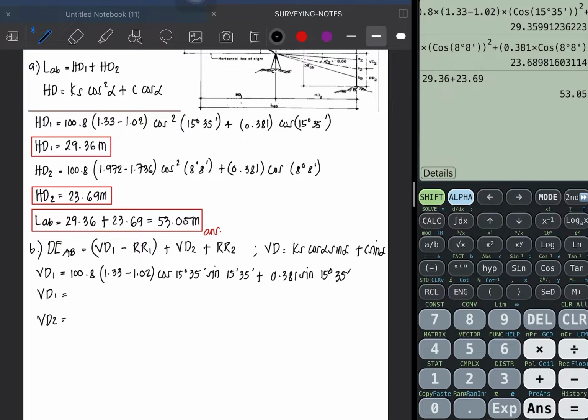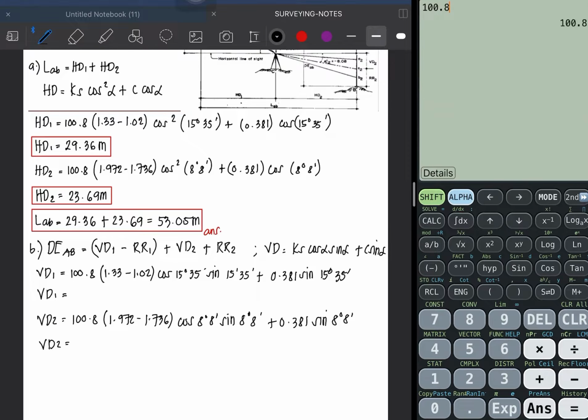So you have VD1. And then for VD2, that is 100.8 times 1.972 minus 1.736, and then cosine of 8 degrees 8 minutes, sine of 8 degrees 8 minutes, then plus 0.381 sine of 8 degrees 8 minutes. You have VD2. So let's calculate.